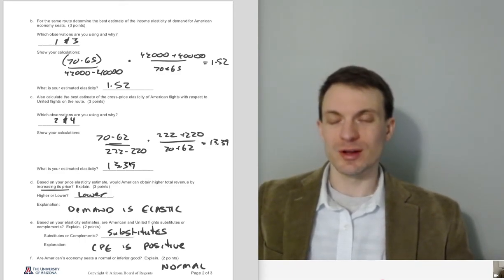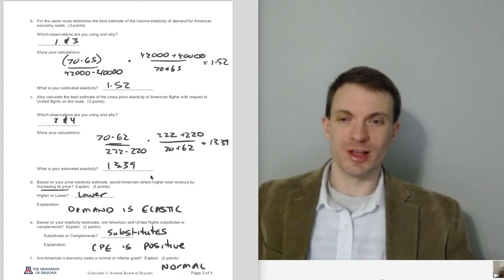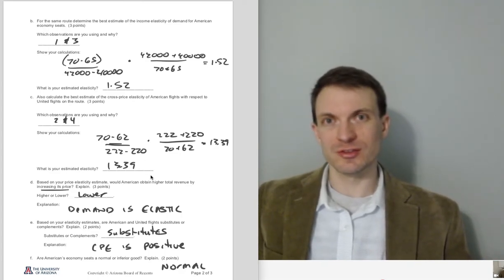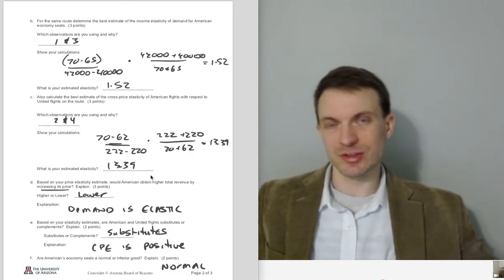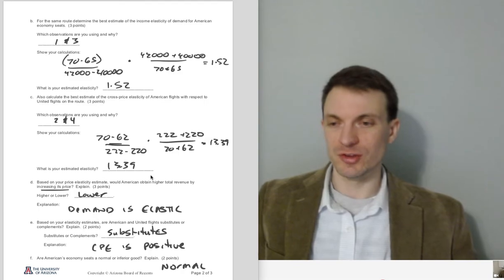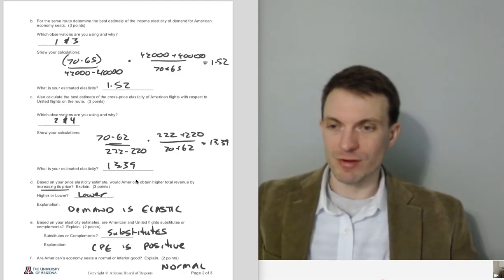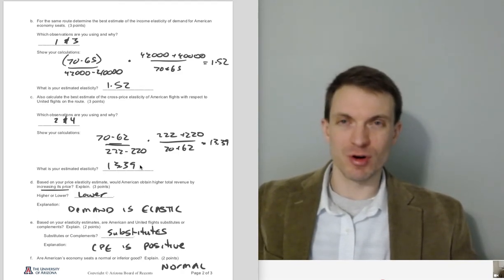The other way that you can get a positive cross-price elasticity is as the rival's price increases, our quantity demanded increases. Why? Because the rival's customer comes to us. So that's also substitute behavior. Okay, very good. So either way, if we have a positive cross-price elasticity, we know that the goods are substitutes.